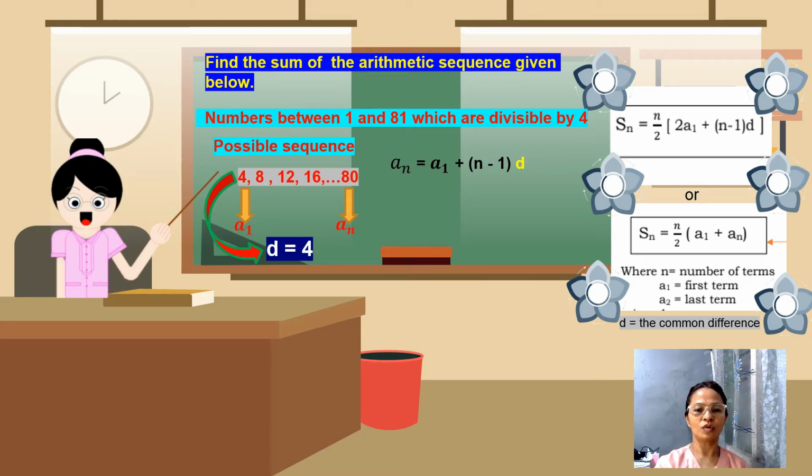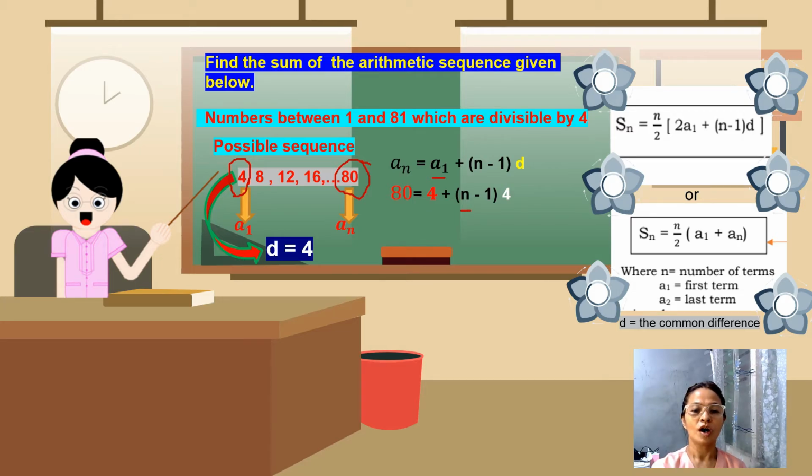Now, from our formula, we need to have n. To solve for n, we will use the formula of the arithmetic sequence, which is a sub n equals the first term plus the quantity of n minus 1 times the common difference. Substitute, the last term is 80, and the first term is 4. So we have 80 equals 4 plus the quantity of n minus 1 times 4. We will solve for n.